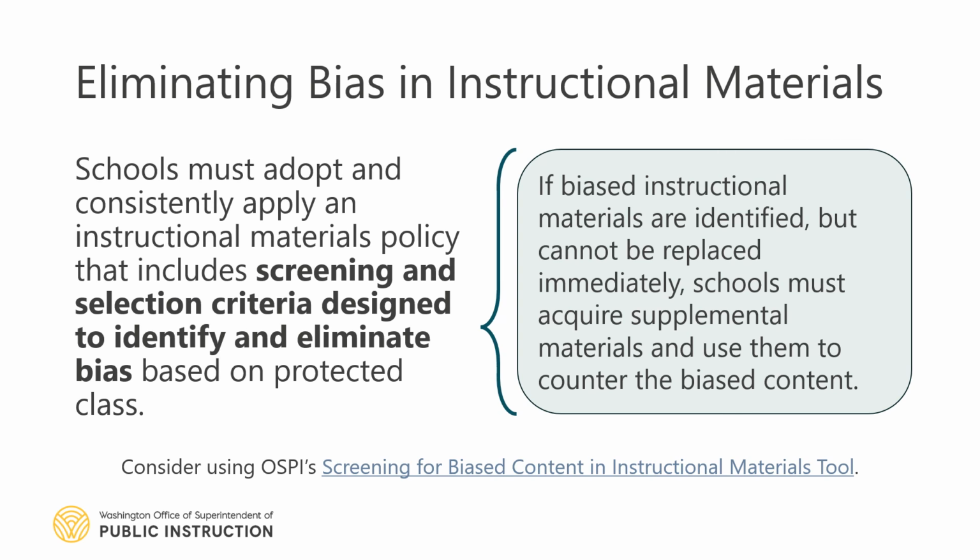Let's start with instructional materials. To ensure that they are not discriminating against any protected classes when selecting and using instructional materials, schools are required to adopt and consistently apply an instructional materials policy that includes screening and selection criteria designed to eliminate bias on protected class. If biased instructional materials are identified through this process, but cannot be replaced immediately, schools must then acquire and concurrently use supplemental materials to counter the biased content.